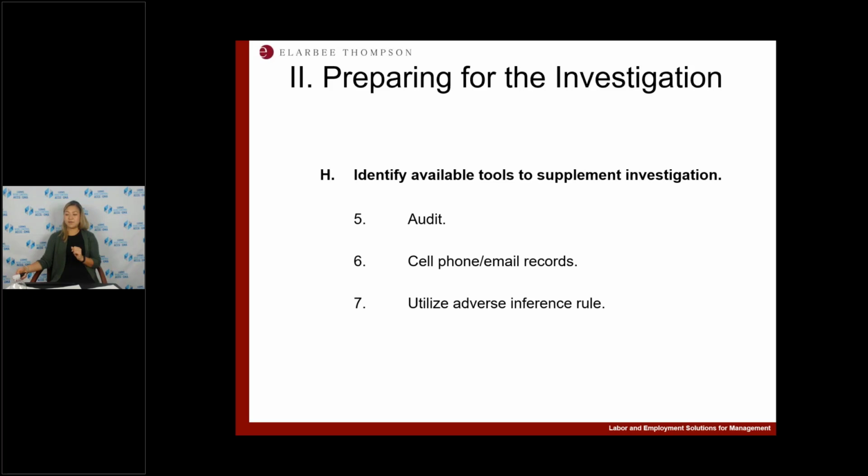So the adverse inference rule that I have listed down here is more of a court rule, but it's something that you can consider. It's the idea that if the complainant alleges, hey, my boss sends me sexually inappropriate memes all day, every day, normally you would think that the complainant would have some copies of those. They don't. Then you're wondering, how can it be that this is happening all day, every day, but you have none to show me?